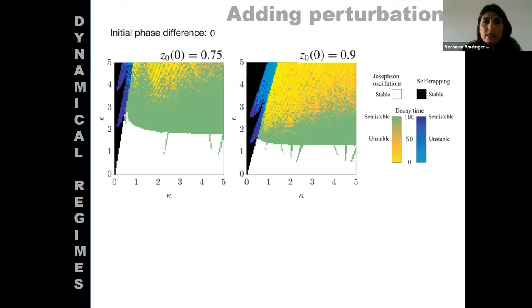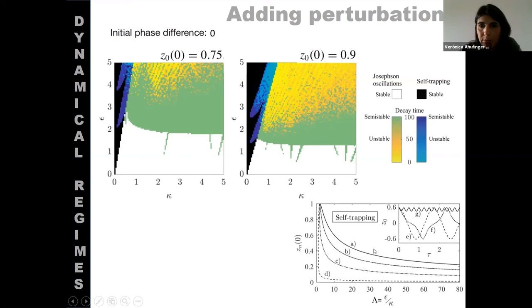What we see is that in this case, we get a much larger region for Josephson oscillations. This is expected because, if you remember the plot of the boundary between self-trapping and Josephson oscillations, this depends on the phase difference. When we have phase difference equal to pi, we are in line D, and now we are considering line A. So the region for which Josephson oscillation occurs, associated to line A with phase difference equal to zero, is much larger than the one associated to phase difference equal to pi.